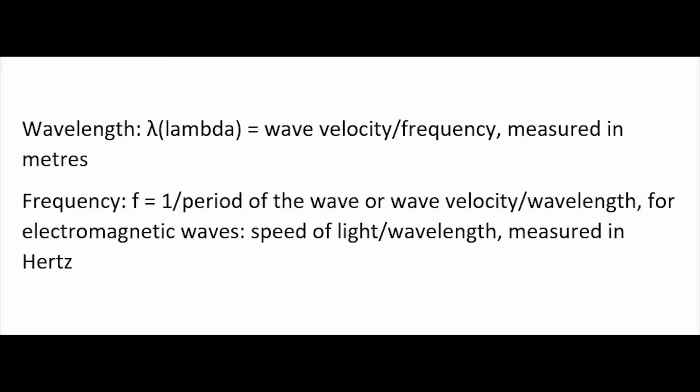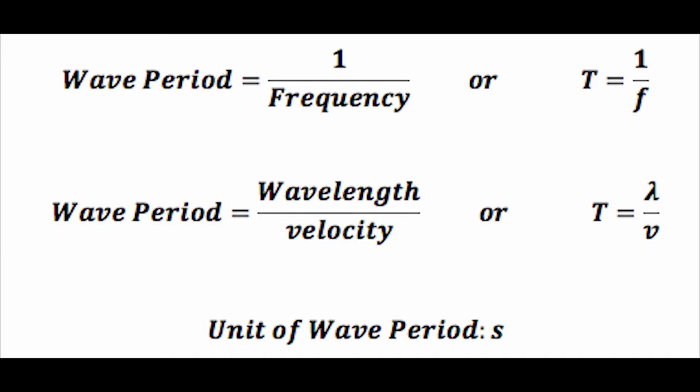8 meters per second. Moving on to calculations of wavelength, frequency, and period: wavelength equals a symbol called lambda, which should be on the screen now, and it equals wave velocity divided by frequency, and it's measured in meters. Frequency is equal to f, and it can either be equal to 1 divided by the period of the wave, which is equal to T, or wave velocity divided by wavelength. For electromagnetic waves, it equals speed of light divided by wavelength, and it's measured in hertz. For period, it's represented by T and equals 1 divided by frequency, and it's measured in seconds.